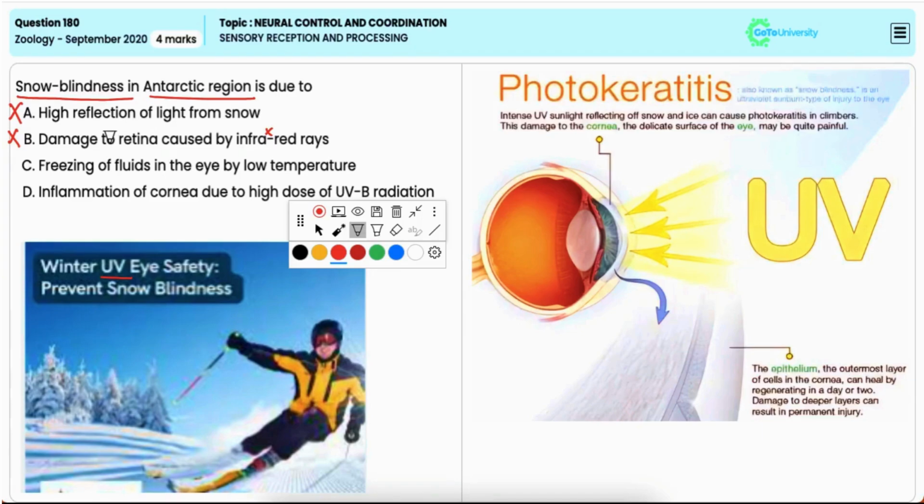Option C, freezing of fluids in eye by low temperature. Now, this is also incorrect, as freezing of fluids in the eyes does not cause snow blindness.